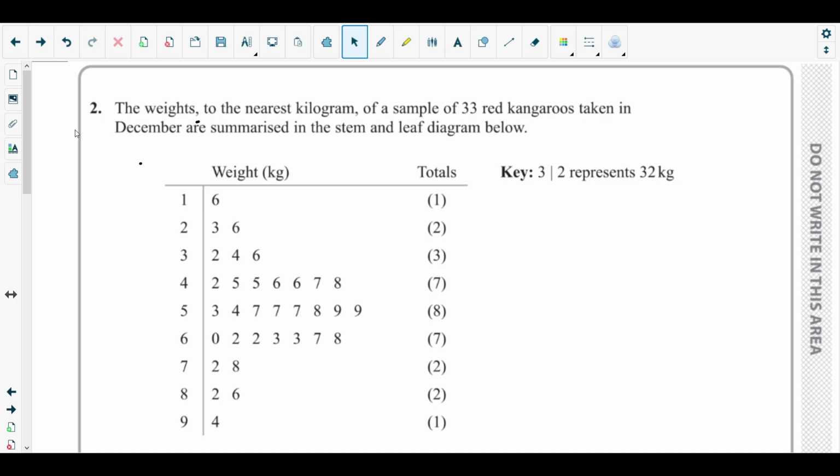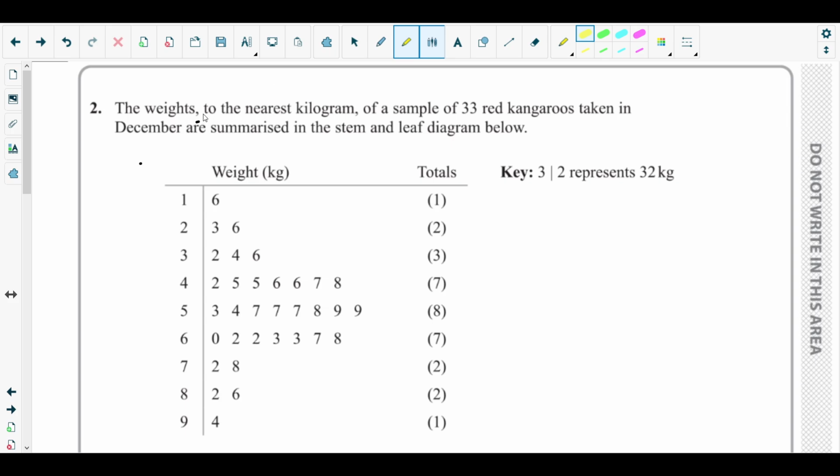Basically, the concepts behind question number 2 are from chapter number 3, that is representation of data. To be more specific, you should have an idea about box plots and stem and leaf diagrams. You can see on the screen there is a stem and leaf diagram, so we need to deal with stem and leaf diagrams, and also some concepts from chapter number 2, that is measures of spread and location, like finding the medians, quartiles, these things. So let's get started with question number 2 from this paper.